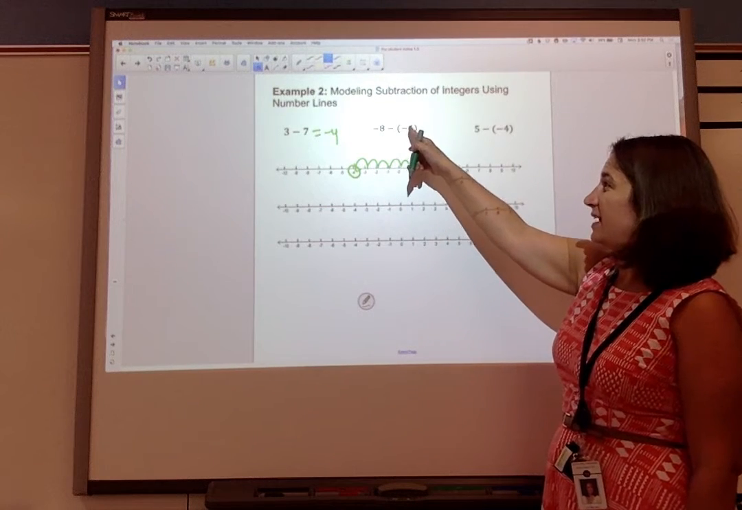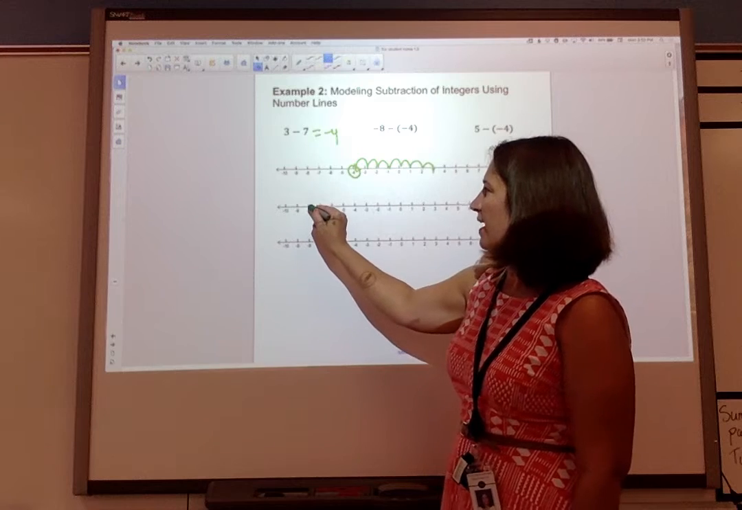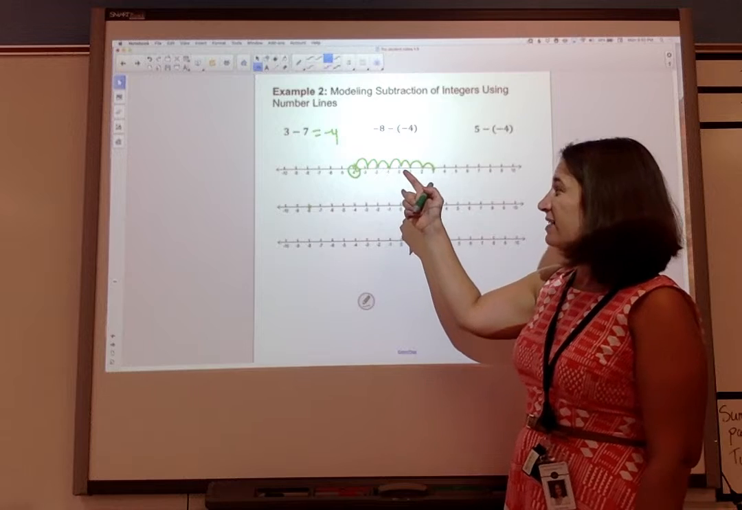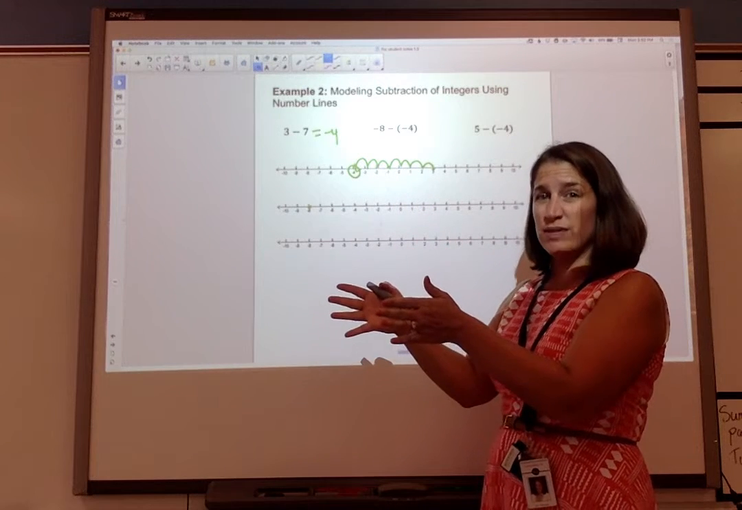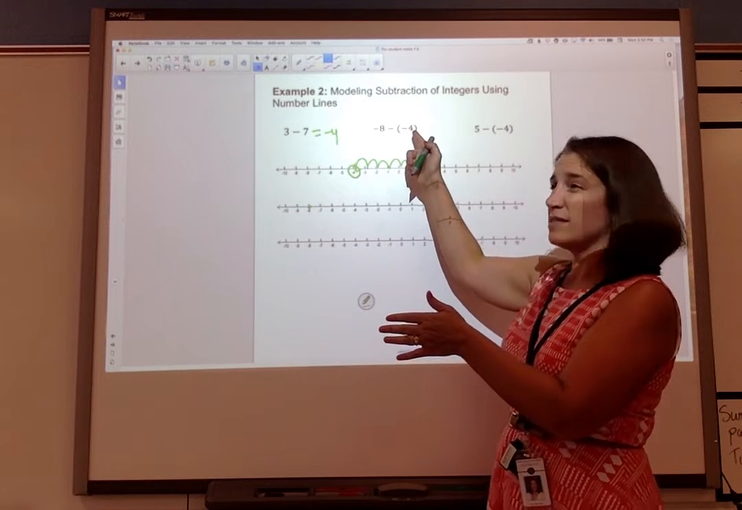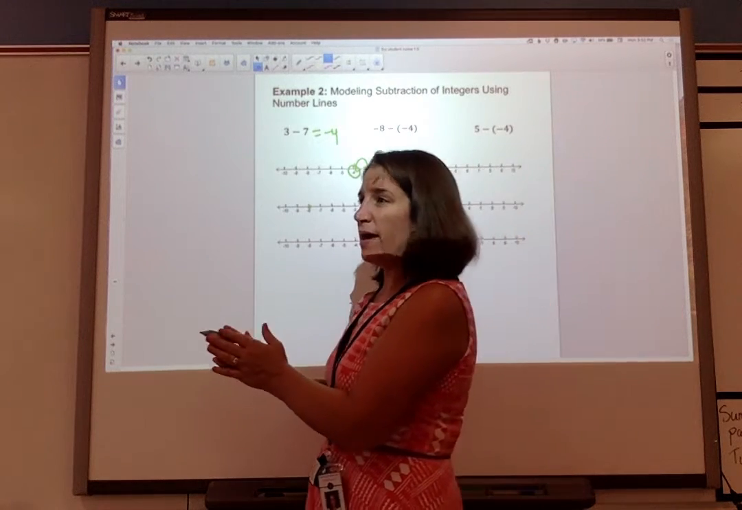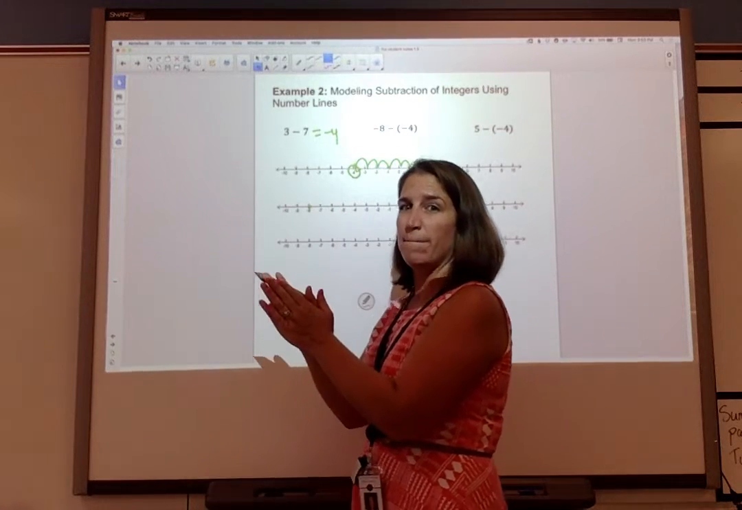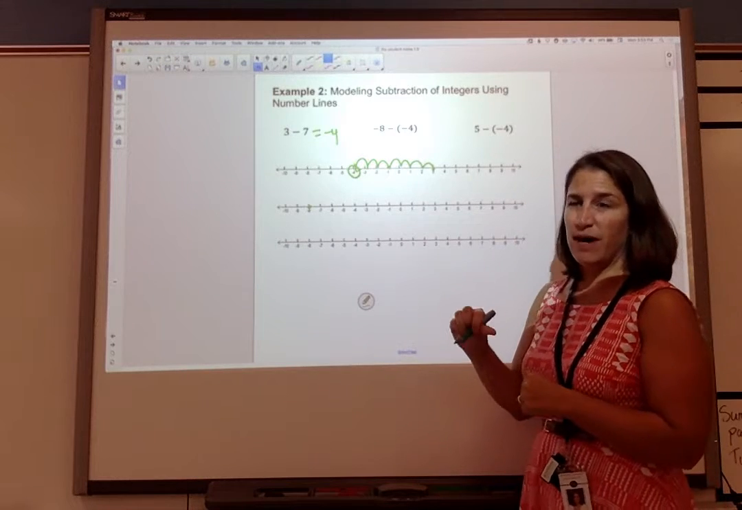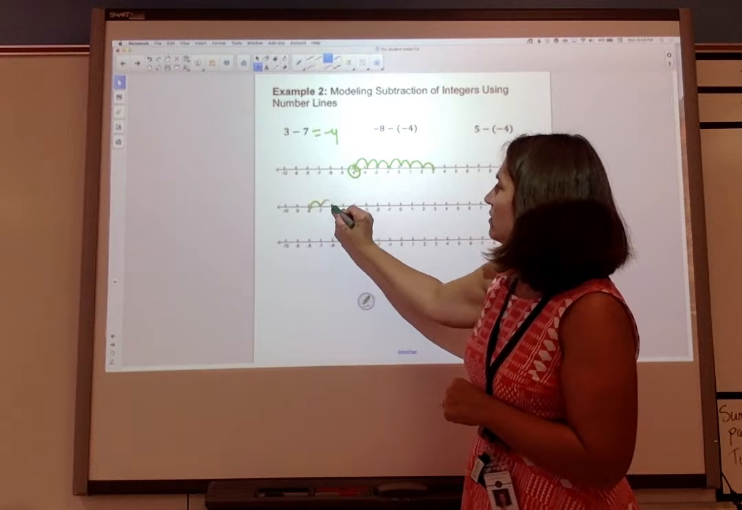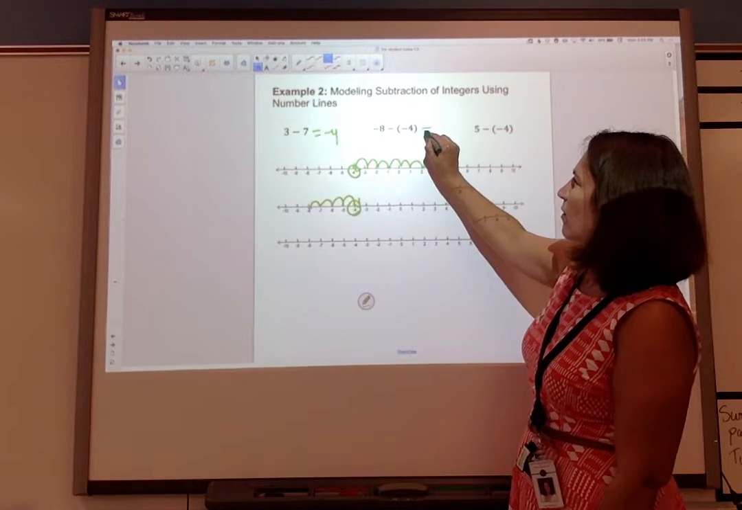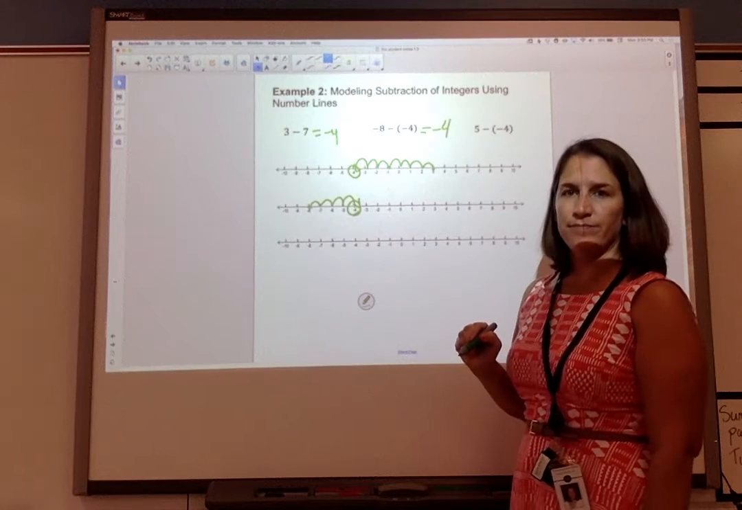Negative 8 minus negative 4. I'm going to start here at negative 8. Now this is tricky when you're subtracting a negative. Sometimes I like to think of it as you're facing towards the negative side because you're subtracting, but because you are subtracting a negative number, you're walking backwards. So I'm starting here and I'm walking backwards, but facing towards the negative, I actually end up going towards the positive direction. 1, 2, 3, 4. So negative 8 minus negative 4 is negative 4.